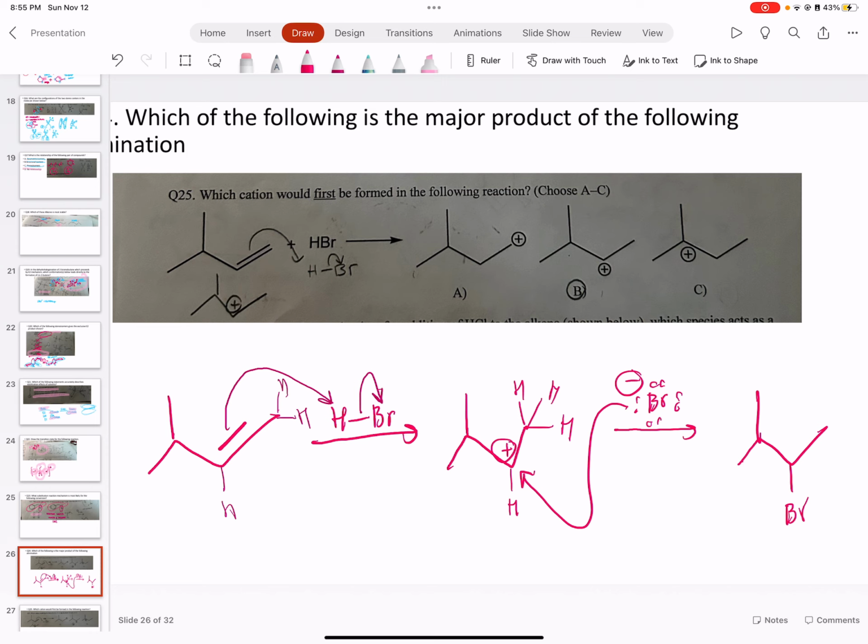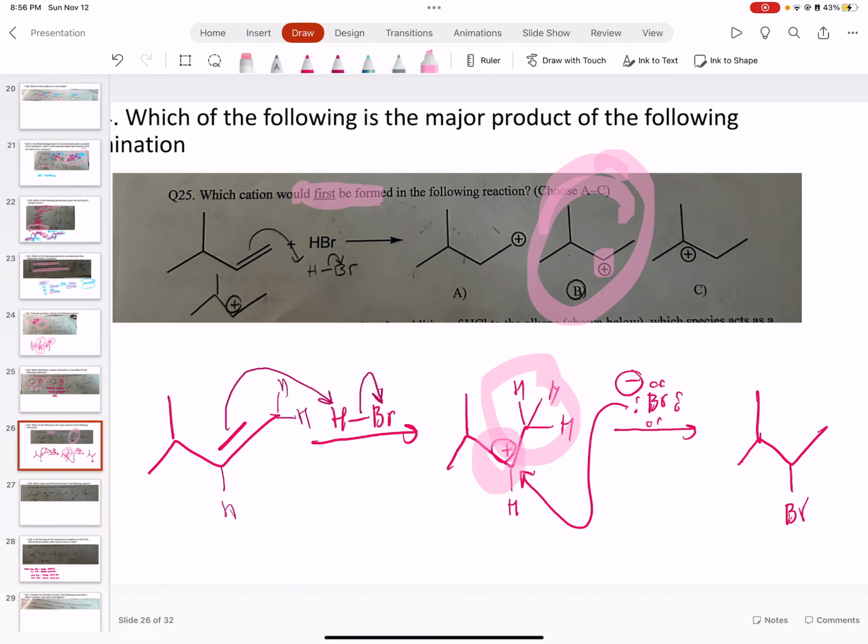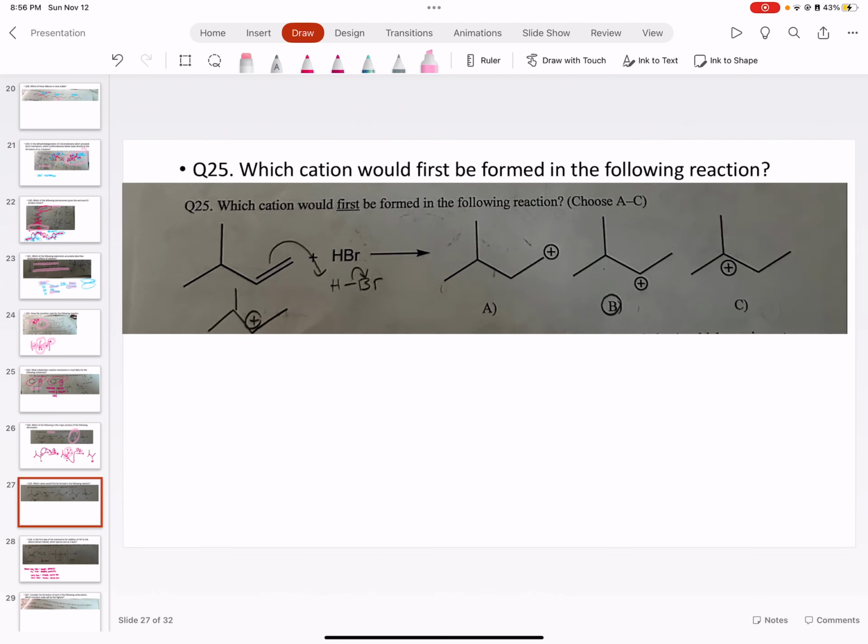So which cation will be first formed in the following reaction? The first one that's going to be formed is going to be B, just because as we saw, we put our hydrogen on the least substituted, meaning that we put it up here on this area. Therefore we needed to put a positive charge on this side, and it was asking which carbocation will be first formed.